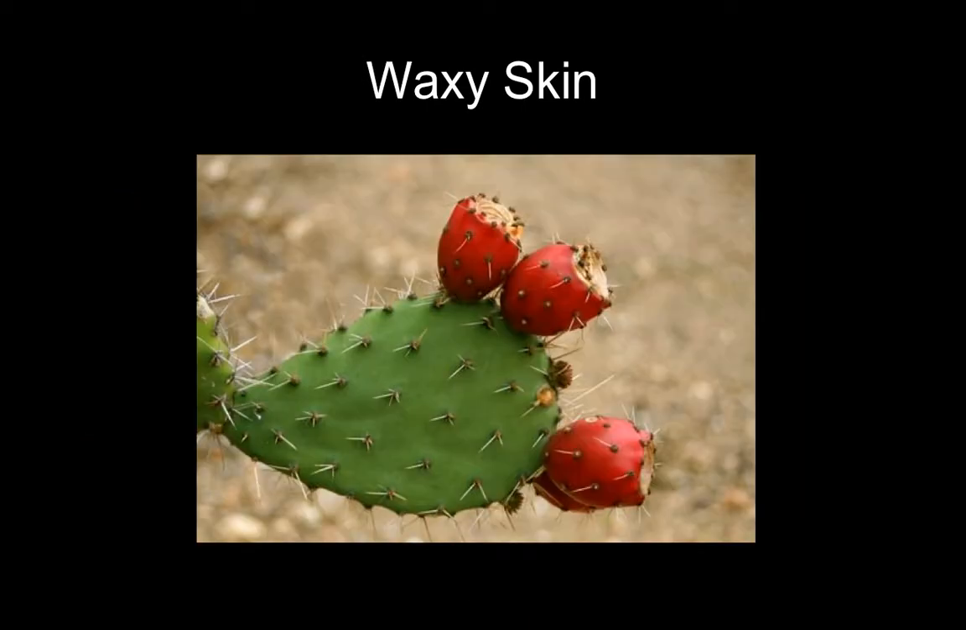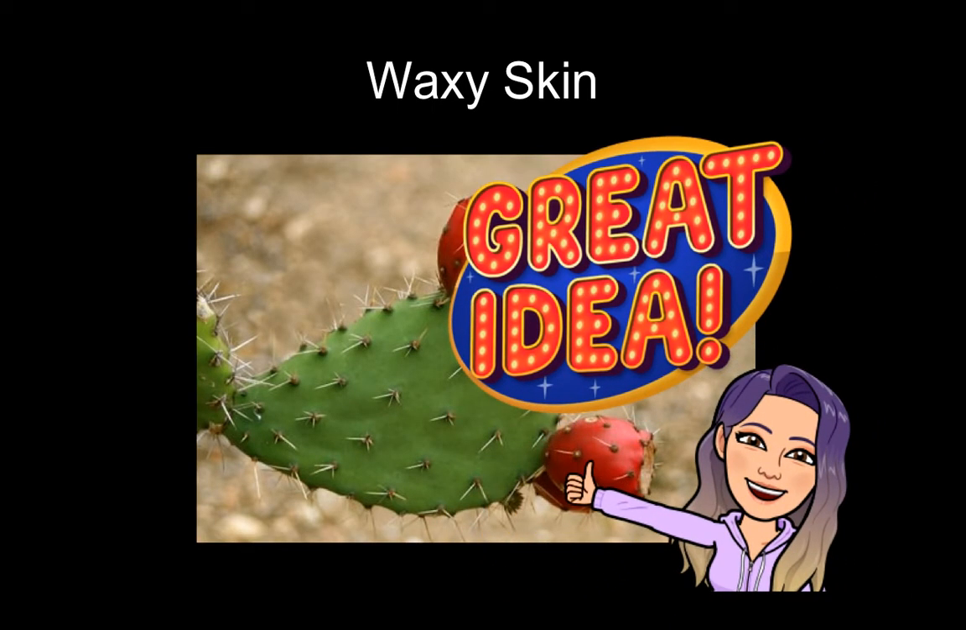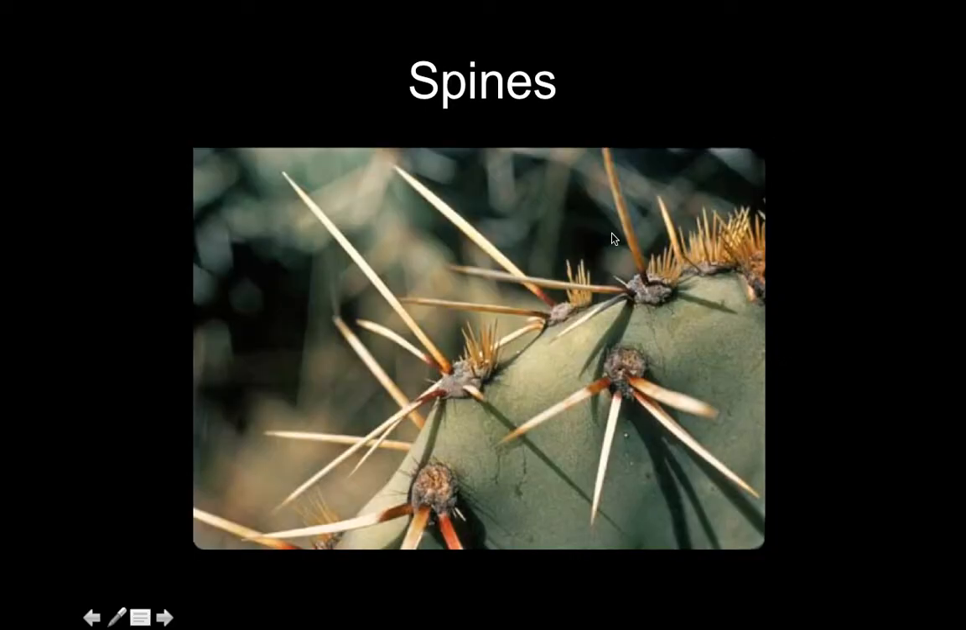Another adaptation of a desert plant is that they have waxy skin. The waxy skin keeps water inside the plant and makes it hard for the water to leave the plant. Ms. Bocci thinks this is another great idea of desert plants.